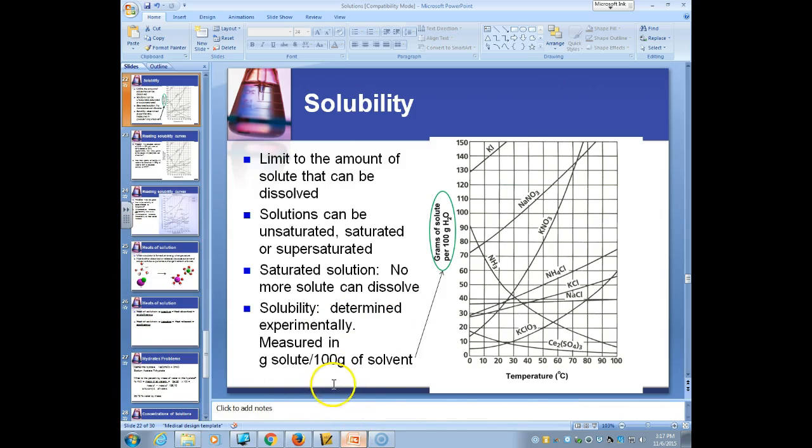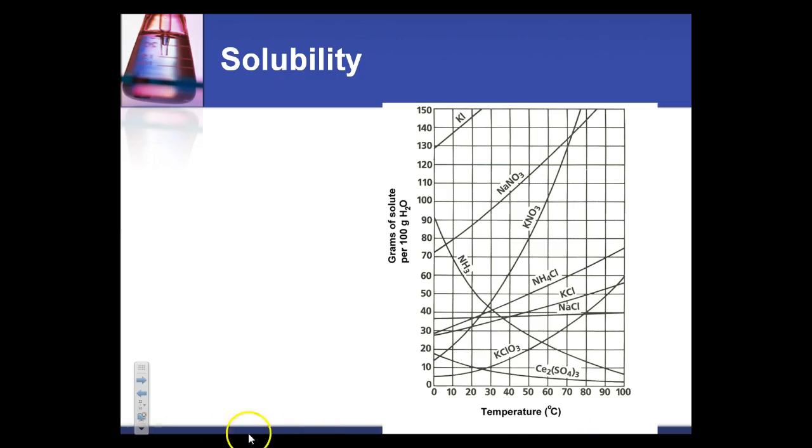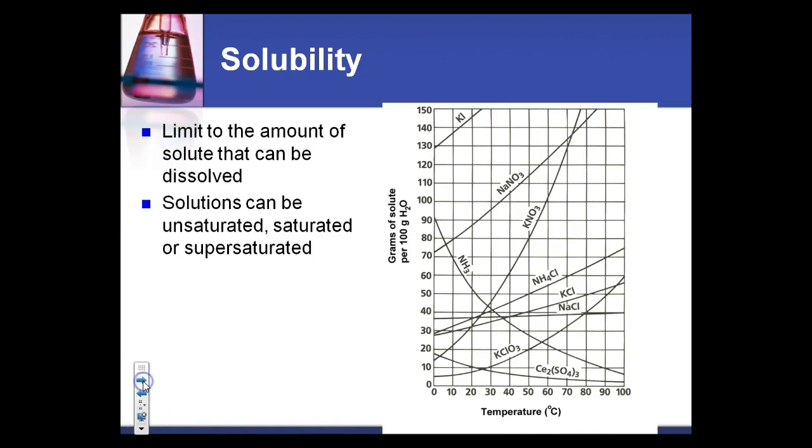All right. So now, go back to this. So now we know what saturated is, and on a graph they show you a saturated solution. If it's on the line, it is a saturated solution. Unsaturated solutions, where you could add more, are below the line on the graph. And supersaturated solutions are above the line on the graph.